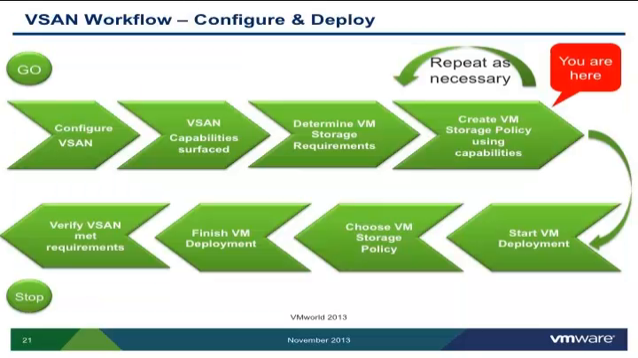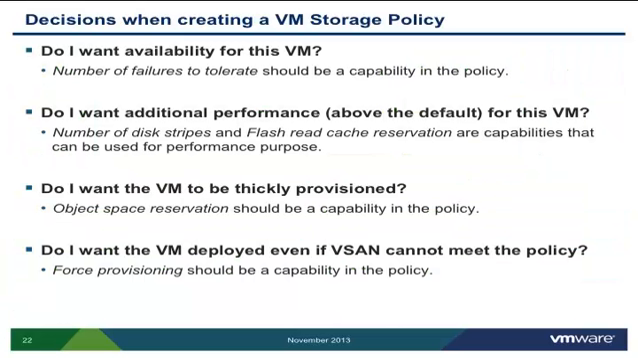Okay, so these are really just the questions you ask yourself about the policy. What's the availability I want from my virtual machine? Do I want some additional performance? Do I want it to be thin provisioned or thickly provisioned? And do I want to deploy it even though vSAN can't meet those requirements? So those are basically the four questions. As I said, we're keeping things as simple as possible for the beta and for the GA, but think of all the other storage features that you might add to a policy going forward.